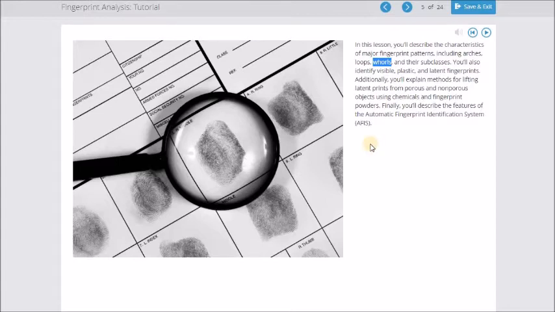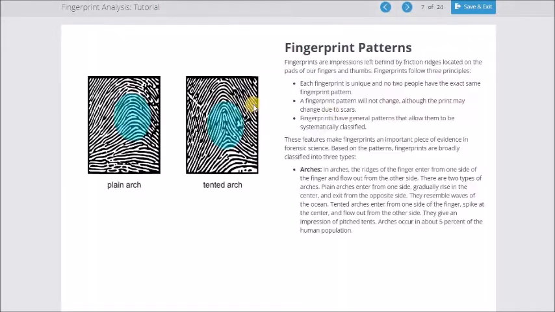You'll also explain methods for lifting latent fingerprints from porous and non-porous objects using chemicals and fingerprint powders. And finally, you'll describe the features of the automatic fingerprint identification system. How cool does this sound, huh? Alright, let's see what we got.